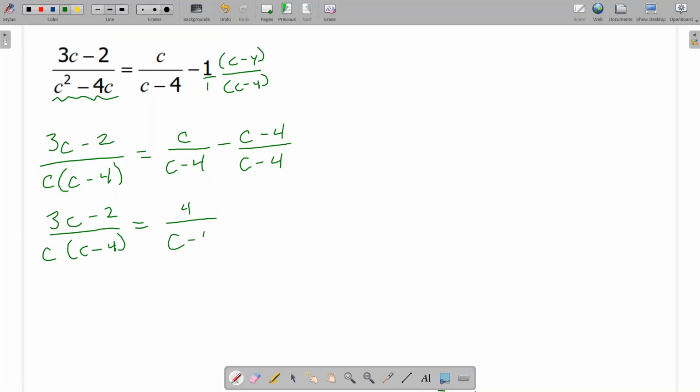And to get a common denominator, I need to multiply this side now by c over c. So we're going to get a common denominator after that, so we can set the numerators equal, which leaves us again with a pretty basic equation to solve. Let's subtract 3c from both sides. We get -2 is equal to 1c, so there we go. There's our answer.